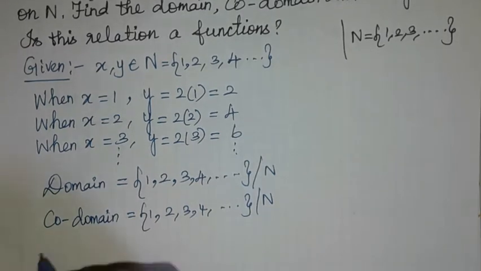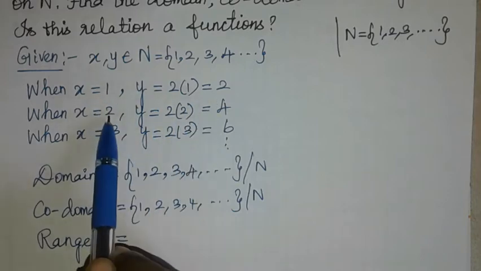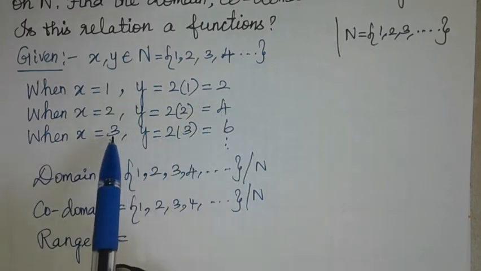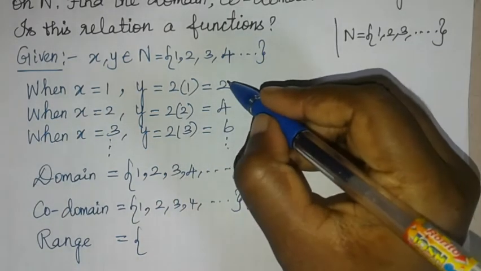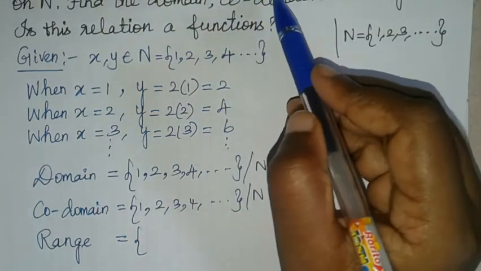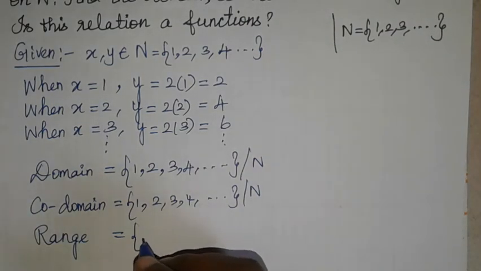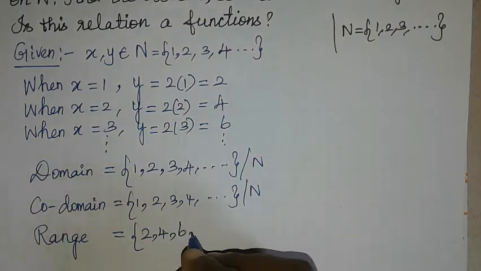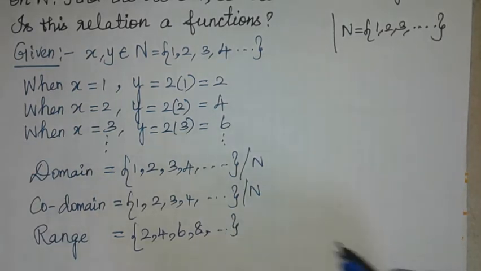Okay, then the range. Range is where the elements are associated, related. See, this 1 is related to 2, this 2 is related to 4, this 3 is related to 6. Okay, the answers we get from the given relation y = 2x are 2, 4, 6, the even numbers 2, 4, 6, 8, 10 and so on. These are known as the range.